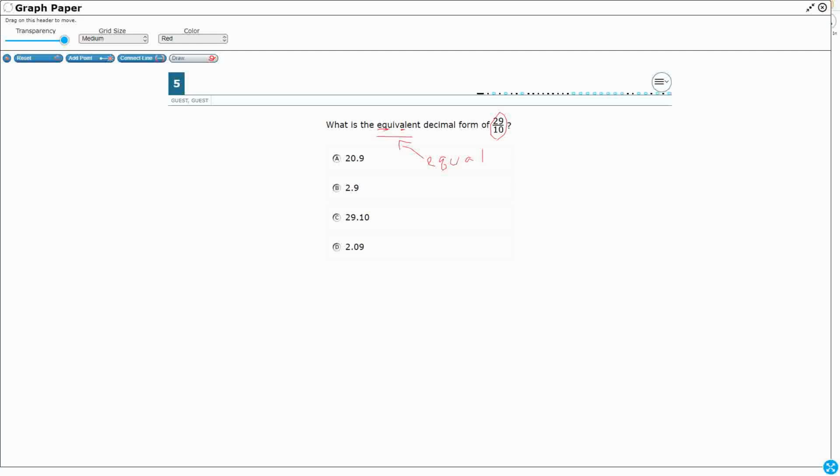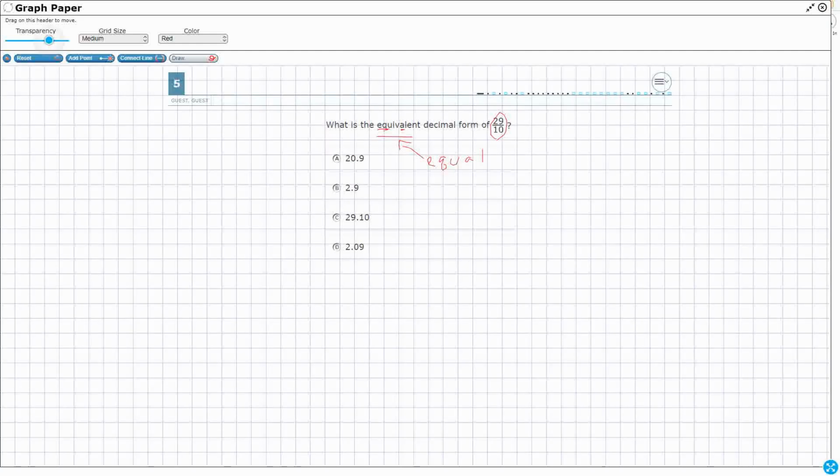And so what I want to do here is use these grids to take a look to see if we can represent this with a picture. So we need tenths. I'm going to use the connect line feature, and I'm just going to draw down a little bit. I don't need it to be really big, but I want to go over 10. So 1, 2, 3, 4, 5, 6, 7, 8, 9, 10. All right, so that's going to represent tenths.